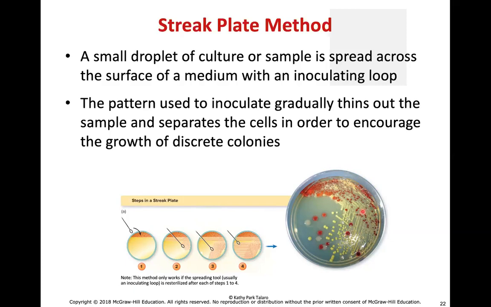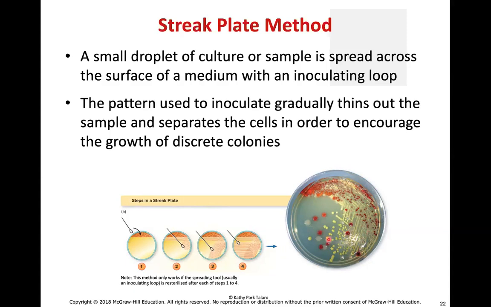Then you would do it a third time here, sterilize your loop. And now you would pull down from the second patch and create a third patch. Be careful not to touch back into that first patch, because if you touch in that first patch, you're going to drag down all the cells. And here you can see that it has really started to thin out. We're starting to see individual colonies here.